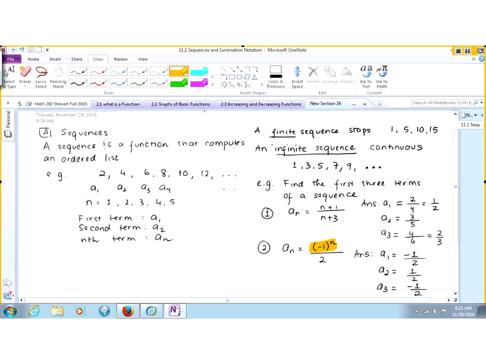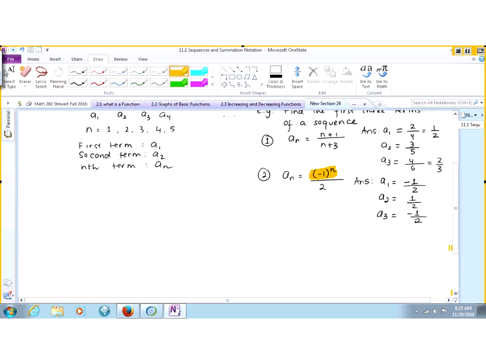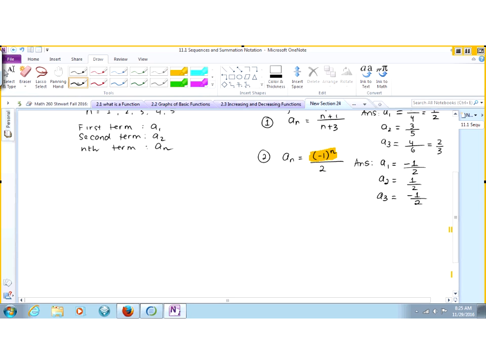Okay, so let's continue. So 2 over 4, 3 over 5, 4 over 6. So the next one, maybe I'll do it here so you can still see it. Number 3, a_n is equal to 1 over n. So can you find the first n terms? What are the first n terms?